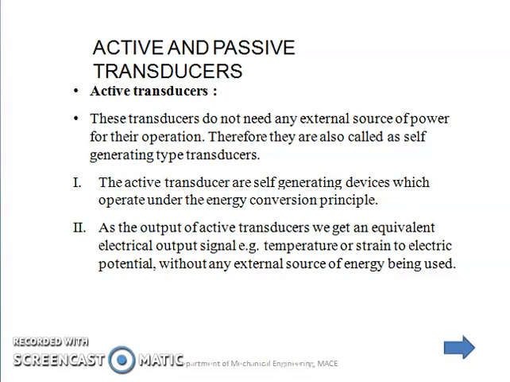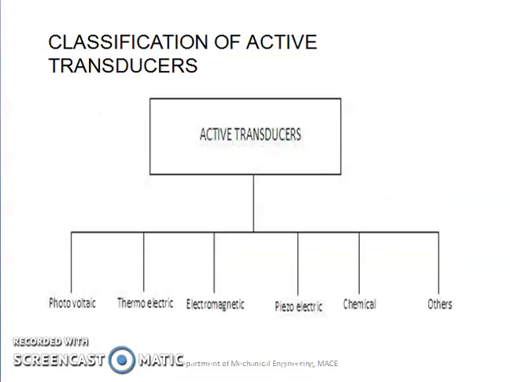For example, if you are measuring temperature or strain, you will get electrical potential as the output without any external source of energy. Active transducers can be categorized as in this diagram, that is photovoltaic, thermoelectric, electromagnetic, piezoelectric, chemical, etc. So according to the inputs they are receiving, they can be classified into these categories.